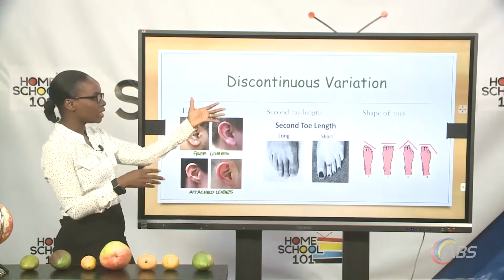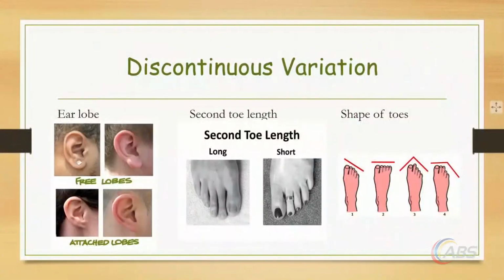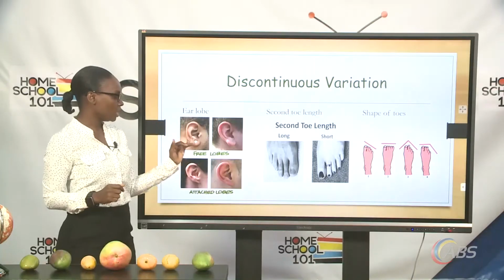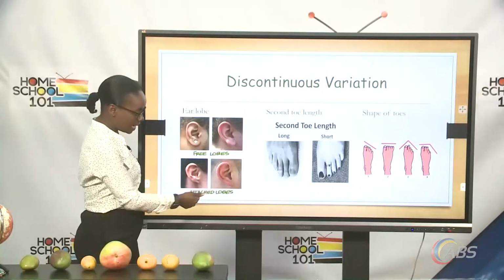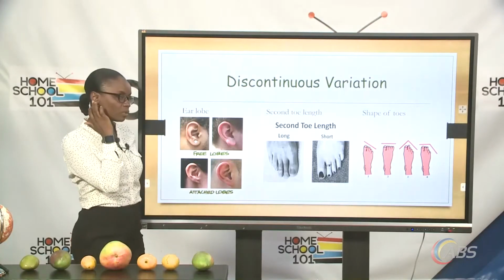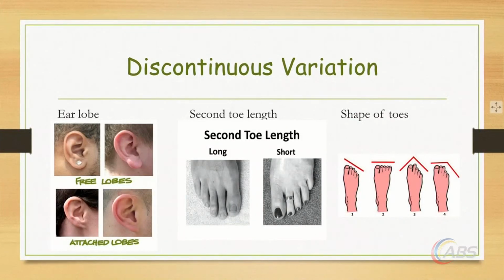Or it can be other colors, it just depends on what species you're looking at. And the discontinuous type of variation is the earlobe. And I'm not sure if the camera can zoom in a little closer, but you can see these are the free. The free earlobes are the dangling ones. And the fixed or the attached earlobes are the ones that come straight down and attach themselves to the face, actually.